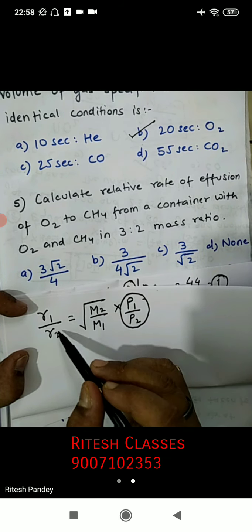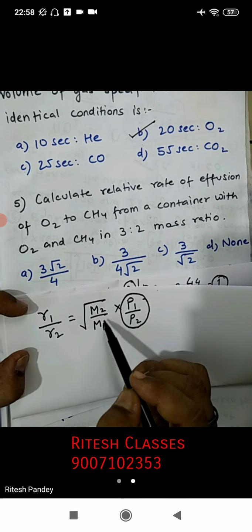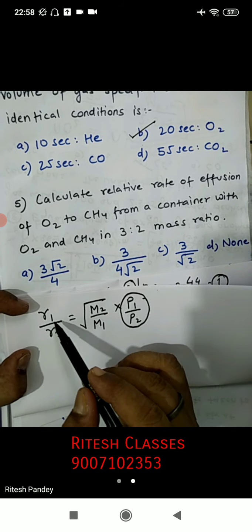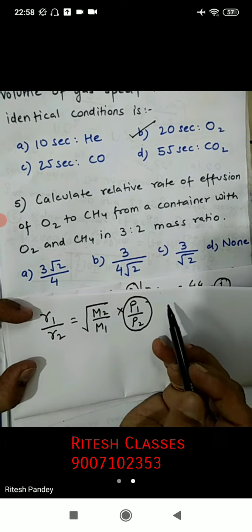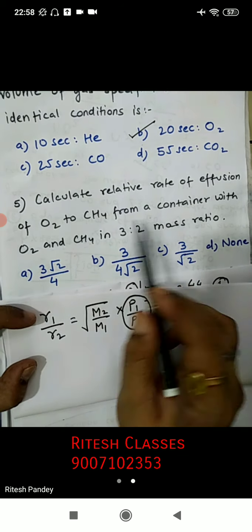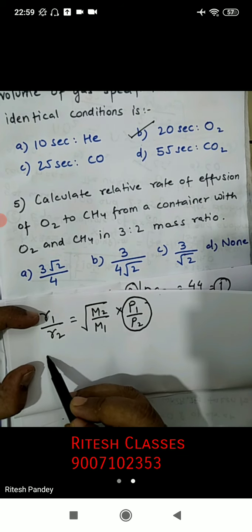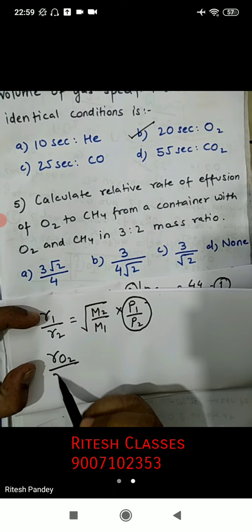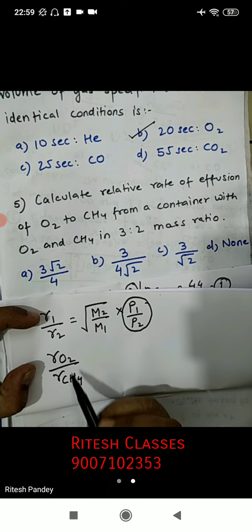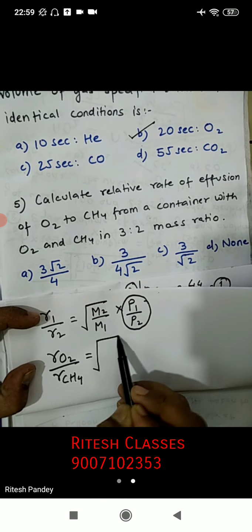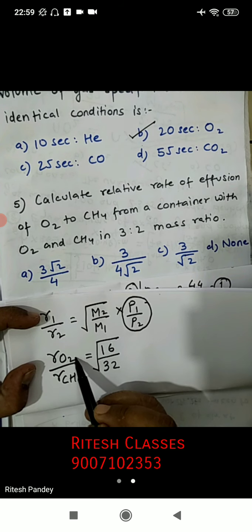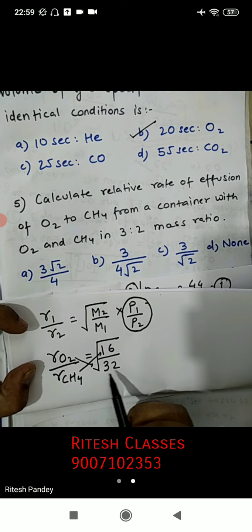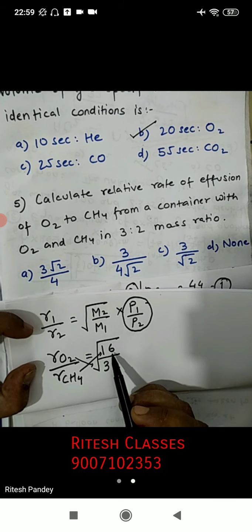When the pressures are different, R1 by R2 will be equal to root M2 by M1 according to Graham's law of diffusion. And naturally, it will be proportional to the pressure. So, R1 by R2 will be proportional to P1 by P2. Now, had the pressures been equal, I would have taken R of O2 upon R methane as root 16 by 32. Naturally, 32 for oxygen, 16 for methane, R1 by R2 is root M2 by M1. Oxygen molecular weight is 32, methane molecular weight is 16.